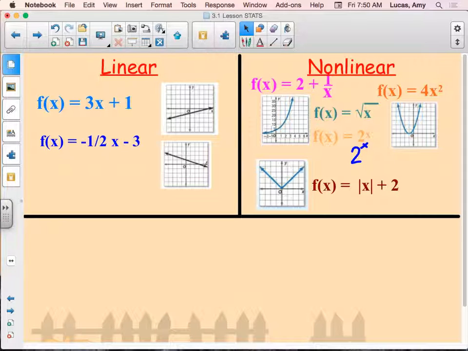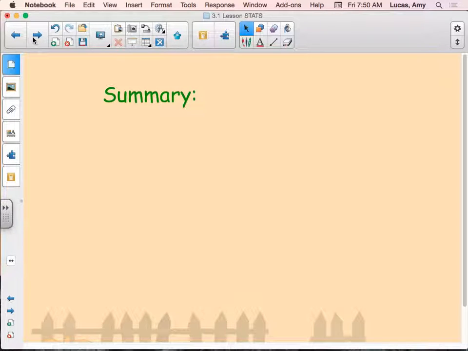it's linear. You should be able to write a summary now and work on your homework.